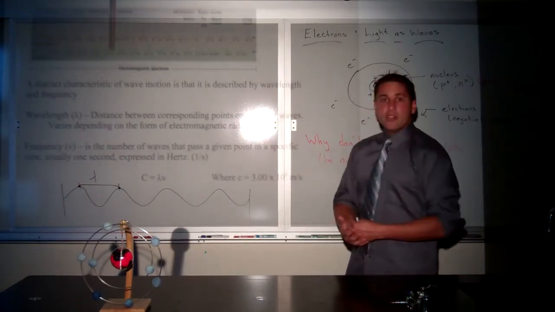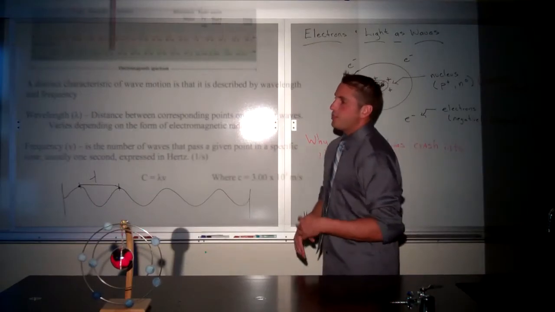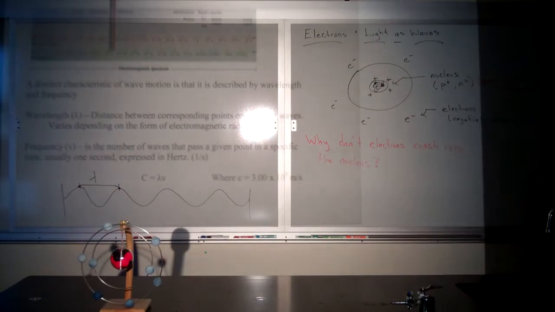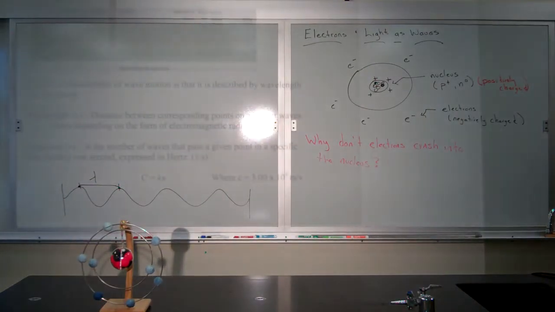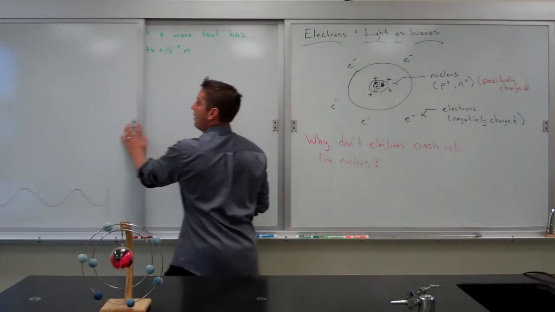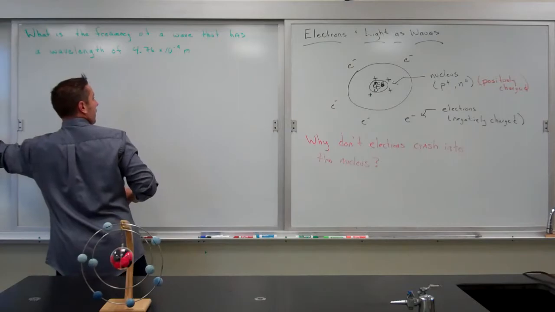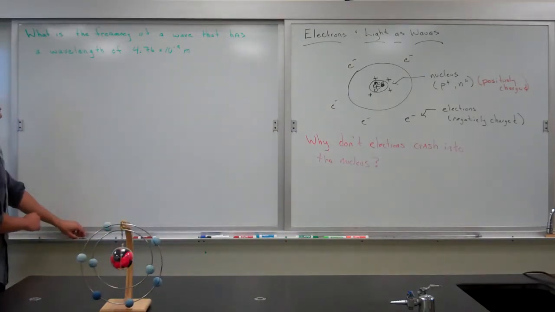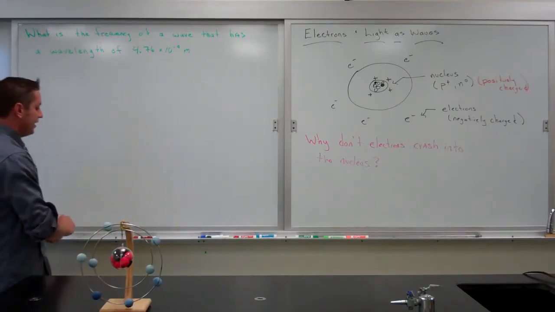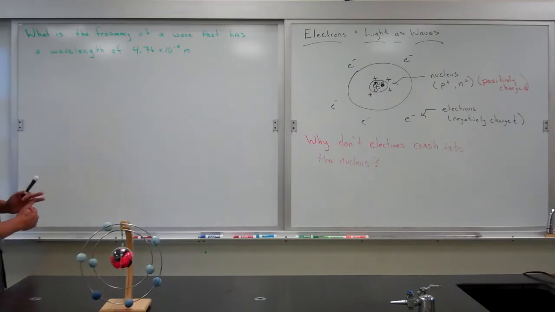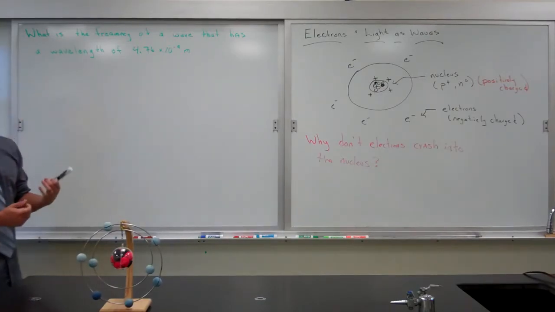So, I want to show you how to solve some problems with this. So we're going to turn the lights on. I have a few problems we'll look at so you can tackle these. First problem is right here. It says, what is the frequency of a wave that has a wavelength of 4.76 times 10 to the negative 9th meters.